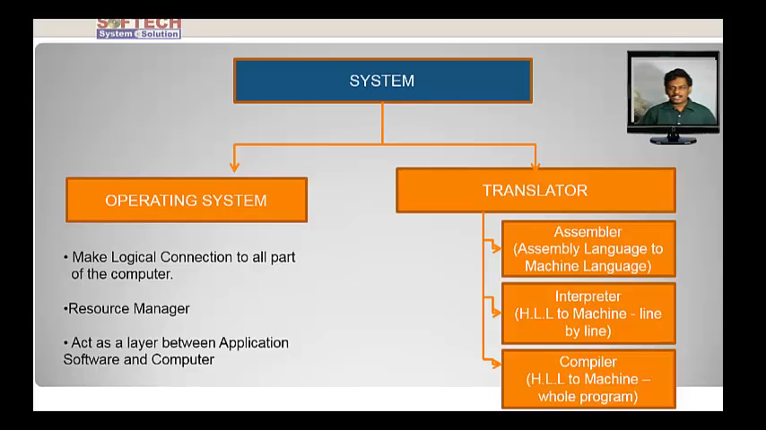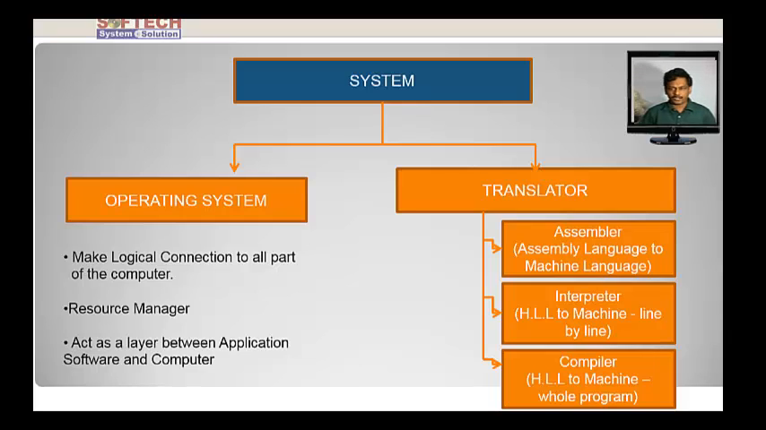Then it also acts as a layer between application software and the computer, because the computer does not directly understand the application software. The operating system knows about the hardware specification of the computer, because the operating system is related to computer hardware devices. So it is specifically designed for a specific hardware.